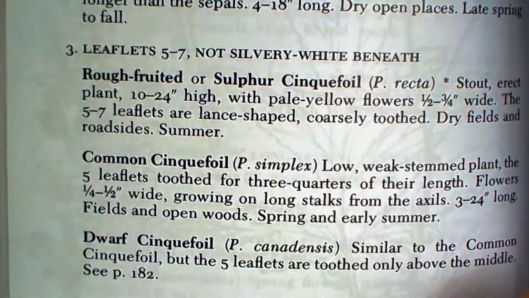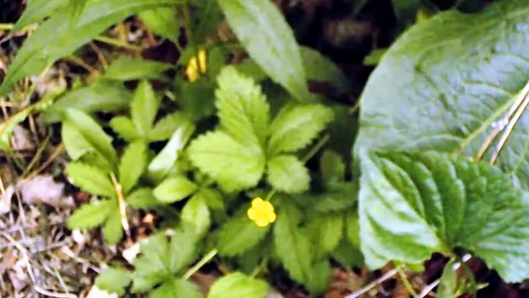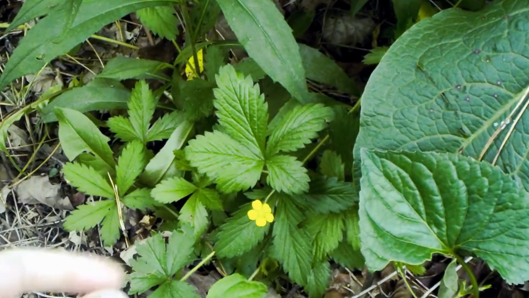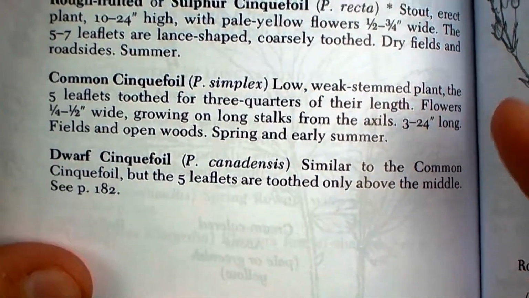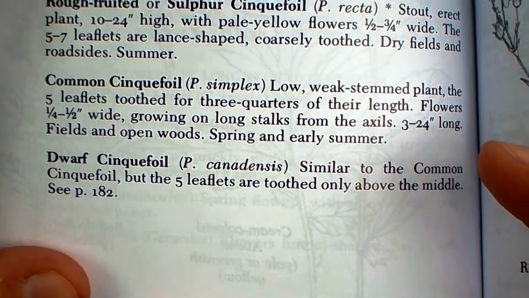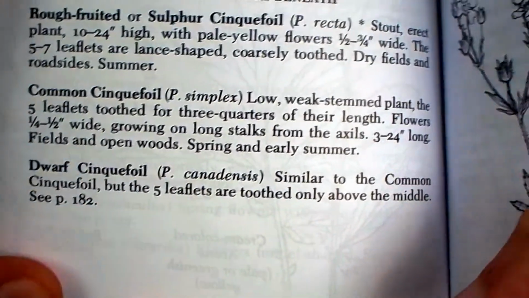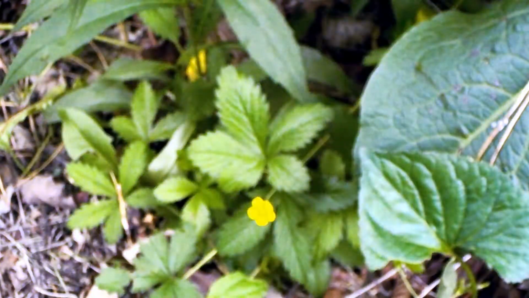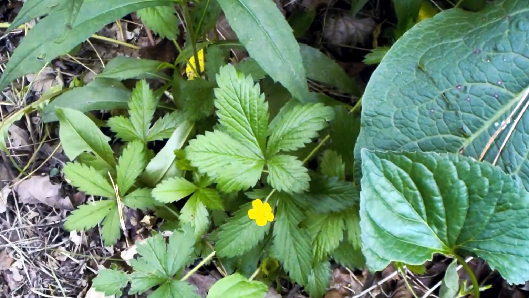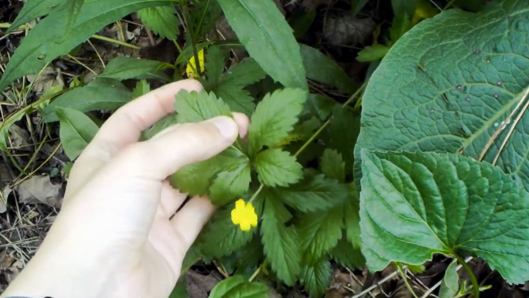which one it is. So the first one, rough-rooted or sulfur cinquefoil, says stout erect plant. Ours is definitely not an erect plant, so I think we can move on from that one. The next one is common cinquefoil, which says low, weak-stemmed plant, the 5 leaflets toothed for 3/4 of their length. Flowers 1/4 inch to 1/2 inch wide, growing on long stalks from the axils. 3 to 24 inches long, fields and open woods, spring and early summer. So we do have 5 leaflets with them being toothed about 3/4 of the way long. If you can see, this toothing starts about here.